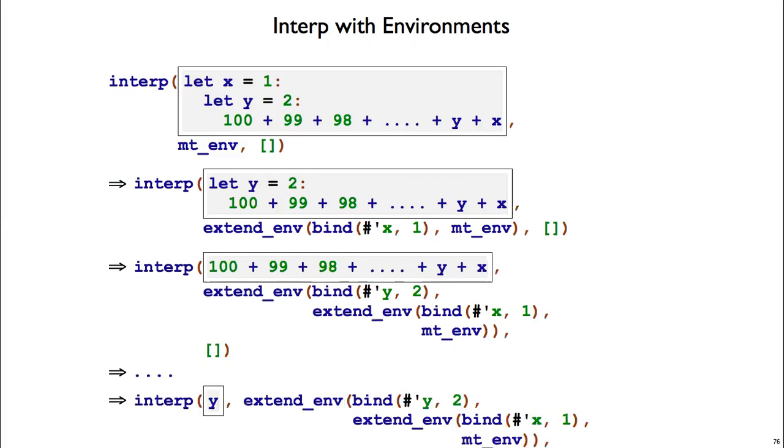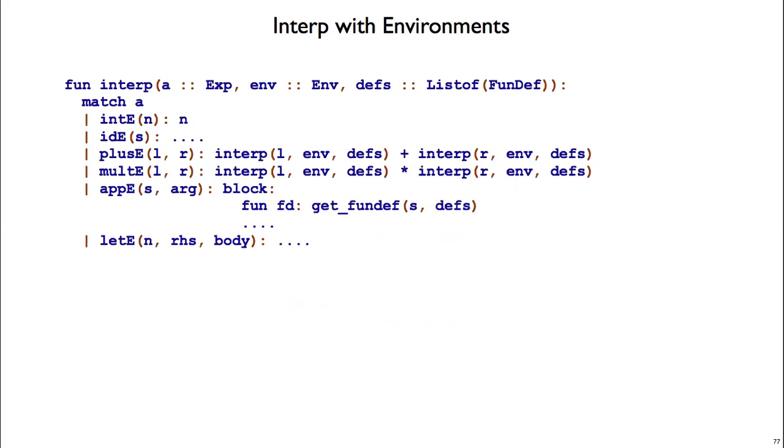And when we finally see a symbol inside the body, that's when we'll look up inside our environment and we'll see that y is equal to 2. Here's our interpreter function, and we have 3 blank spaces to fill in. First for the identifier case, then for applications, and finally for let. Identifiers first. If we see a symbol, we need to look that up in the environment and return the value.